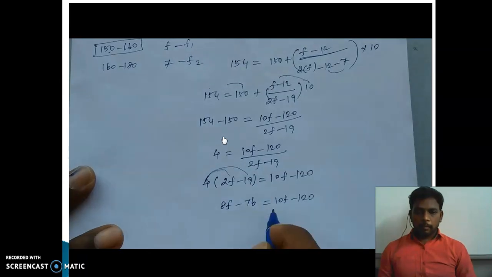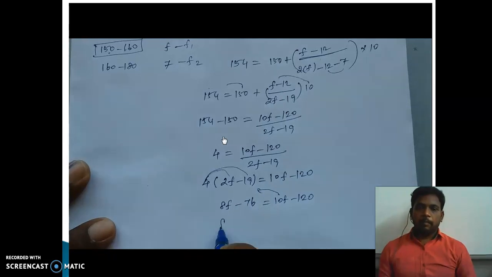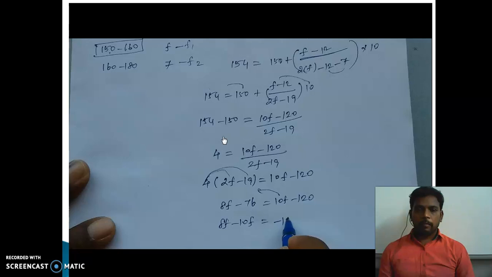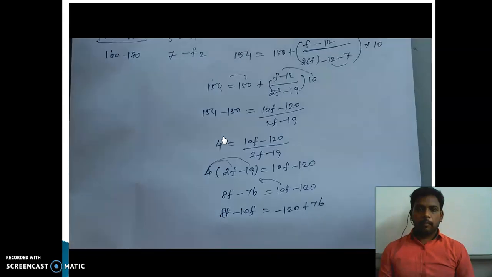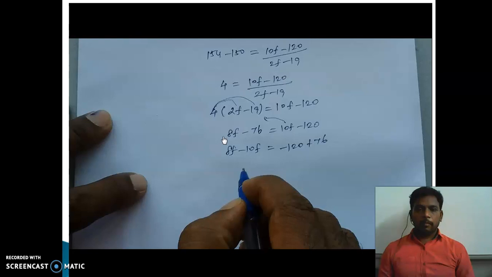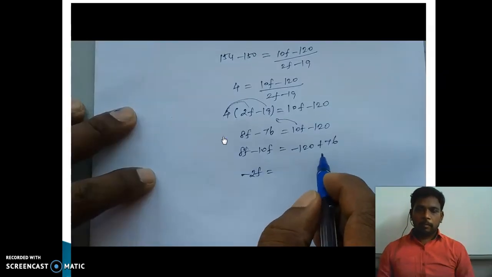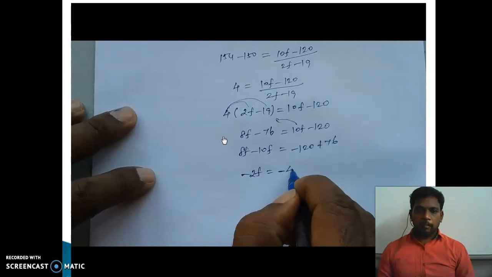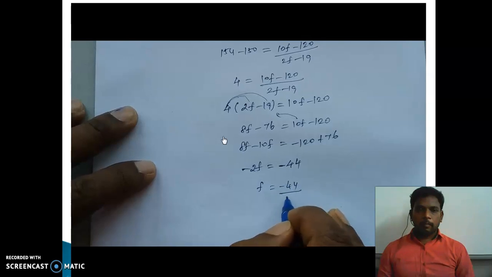Then combine F terms on one side, that is bring this 10F to the left hand side and 76 to that side. So 8F minus 10F equal to, already minus 120 is there, so this 76 will become plus 76, and then simplify this now. So 8F minus 10F becomes minus 2F. So minus 120 plus 76, nothing but minus 44.